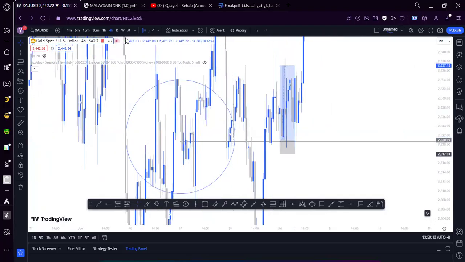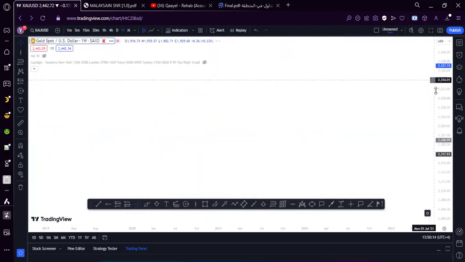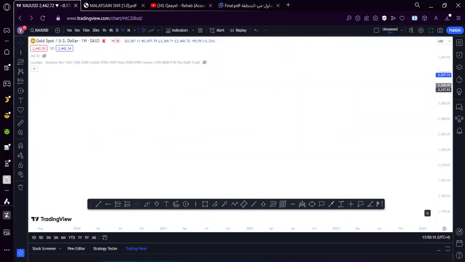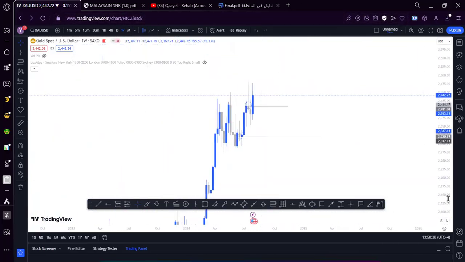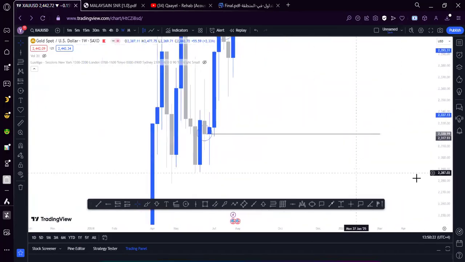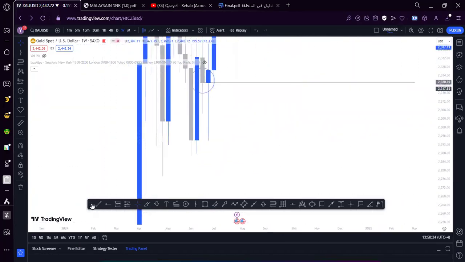Okay, so let's see another example. This example right here. What is this? This is a fresh weekly V-shape level. Okay, and it's a fresh level.